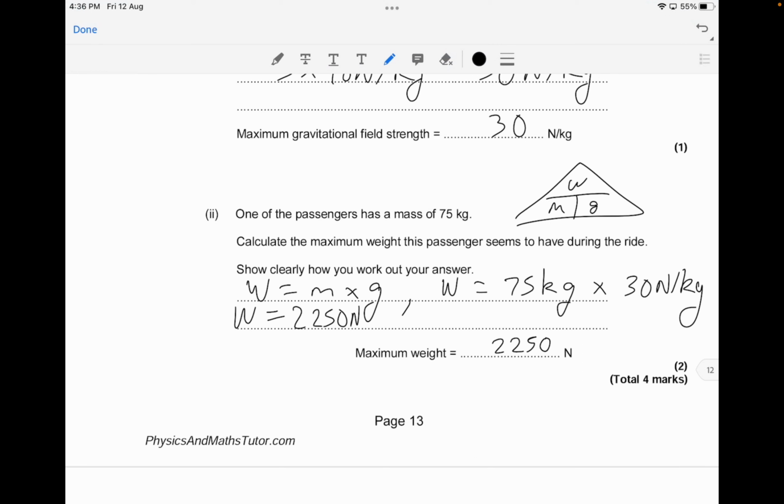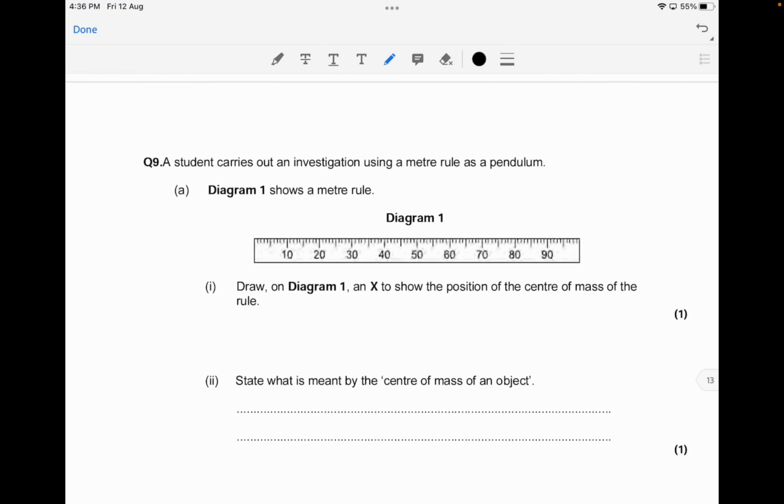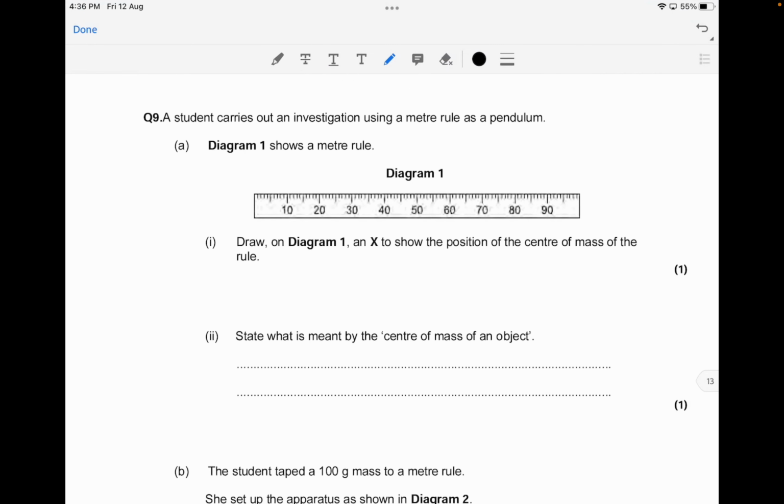2,250 newtons. That's going to be your answer for about 2 marks. Let's move on to the next question. Now the next question shows us that a student carries out an investigation using a meter ruler as a pendulum. We're going to draw in diagram 1 an X to show the position of the center of mass.